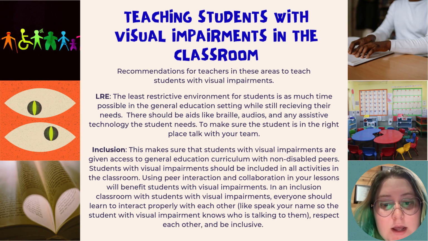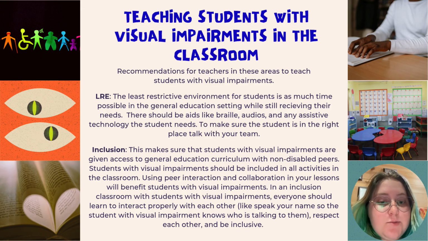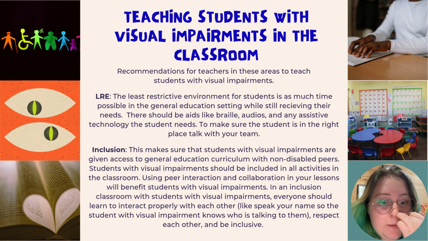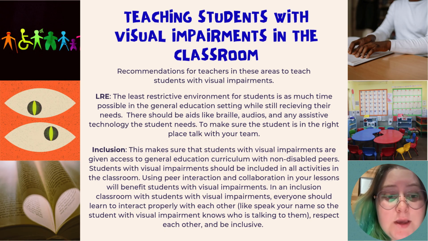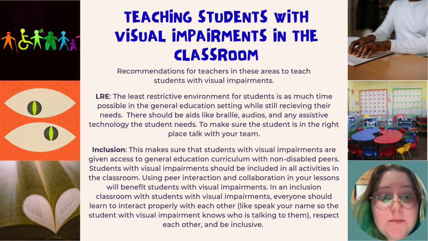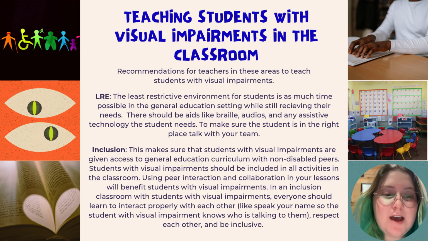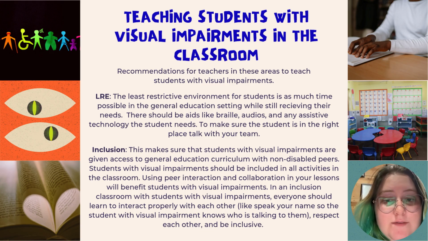In an inclusion classroom with students with visual impairments, everyone should learn to interact properly with each other, like speak your name to the student with visual impairment so they know who's talking to them, or before you leave, make sure you say, "Hey, I'm leaving," so that they don't just keep talking and you're not there. And also, everyone should learn to respect each other and to be inclusive in an inclusion setting.